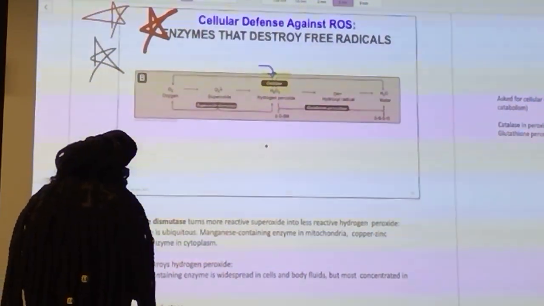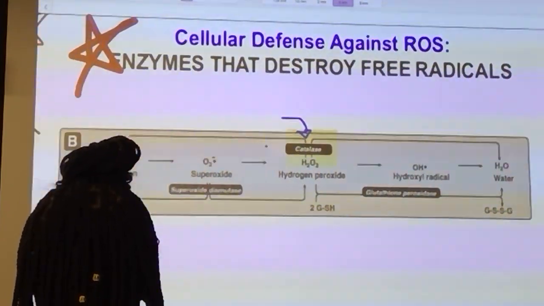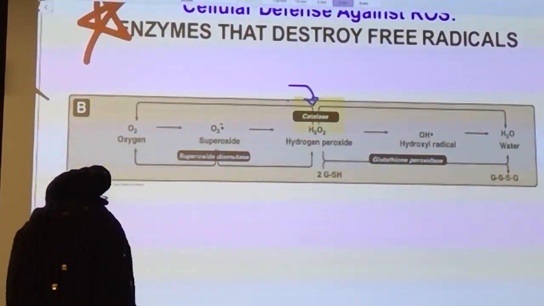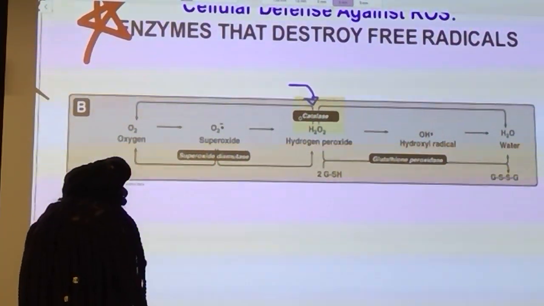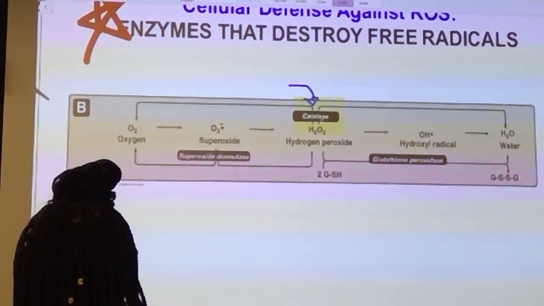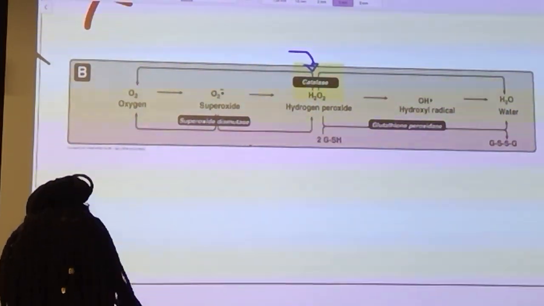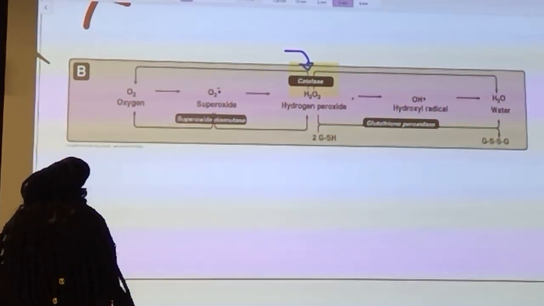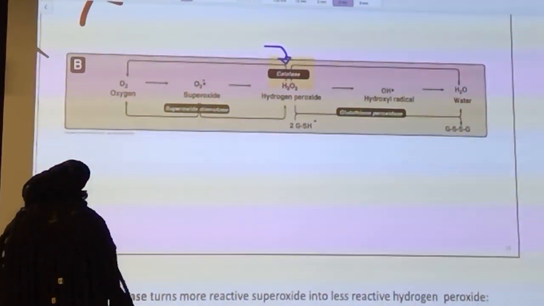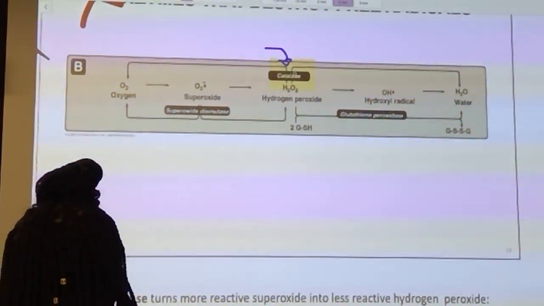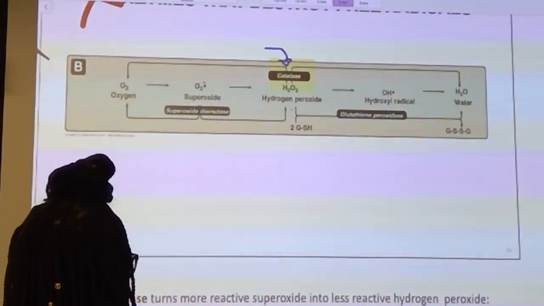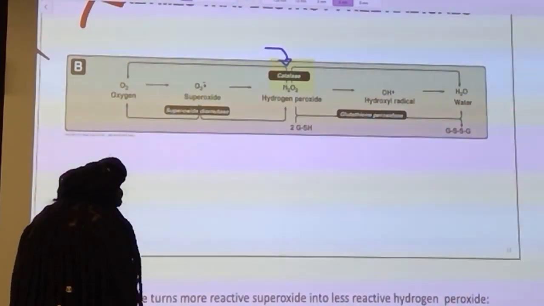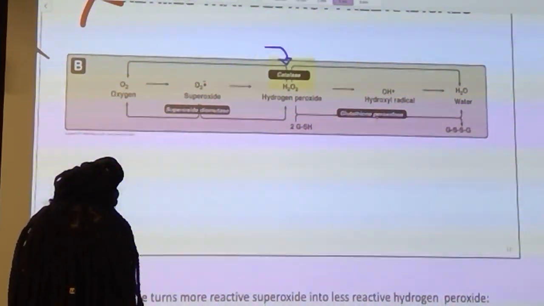Okay, and then this is the slide that you have to know. We have a question on the slide. So just know what each enzyme neutralizes: superoxide dismutase, catalase, and glutathione peroxidase. For hydrogen peroxide, the two enzymes that neutralize it are catalase and glutathione peroxidase.